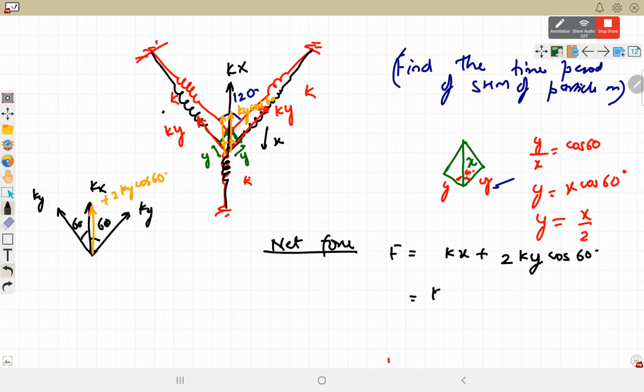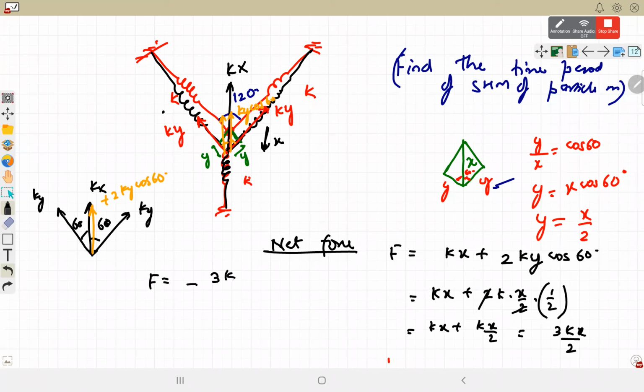Now the value of y is x by 2 and the value of cos 60 is also 1 by 2. So this becomes kx plus kx by 2. So F will become 3kx by 2, and it is opposite because we displaced downward and the force is acting upward. So the net force will become minus 3kx by 2.